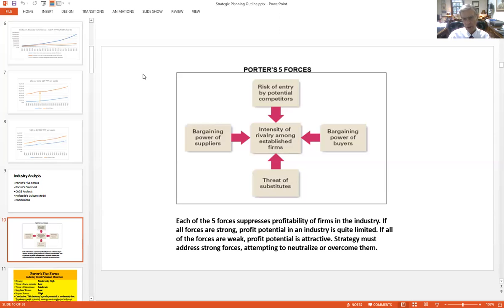So all 5 of these forces suppress profit potential of an industry and therefore the firms in an industry. So we need to assess those forces and make some decisions about the attractiveness of an industry, for instance, if we're thinking about getting into it. Alternatively, if we're already in the industry, then we need to measure these forces anyway, because if a force is high, we need to form a strategy to neutralize that force or overcome it.